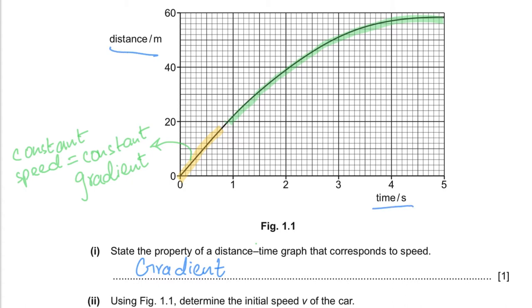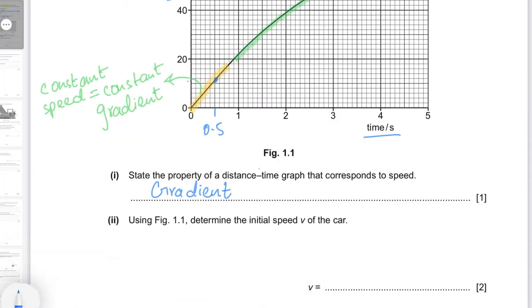Two, use figure 1.1 to determine the initial speed of the car. So the initial speed of the car can be determined using the initial gradient of the graph, as long as it remains constant. So I will be using this particular coordinate over here, which is 0.5 seconds, and this distance is 11 meters. So my speed would be 11 divided by 0.5, which is equal to 22 meters per second.